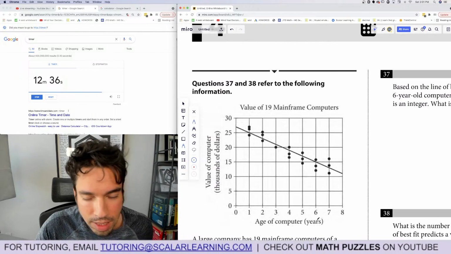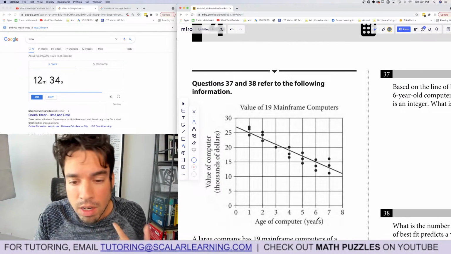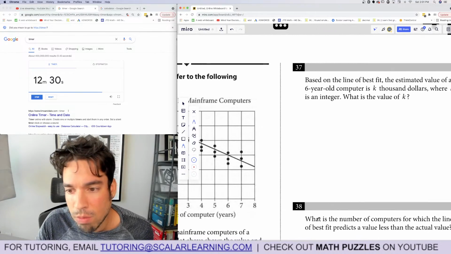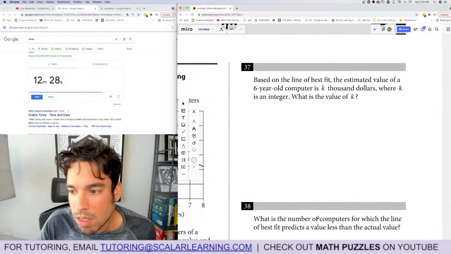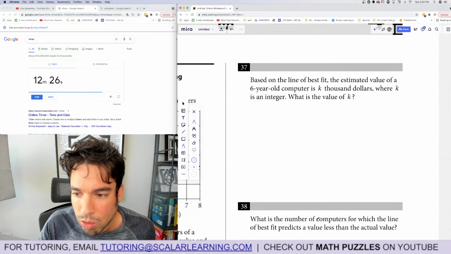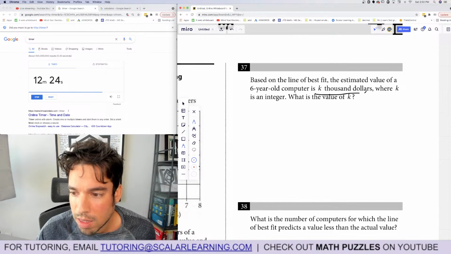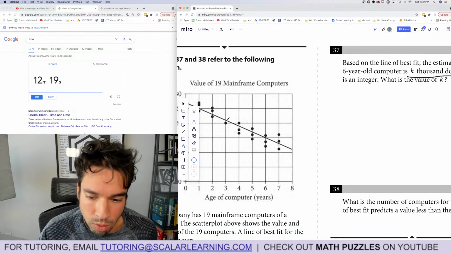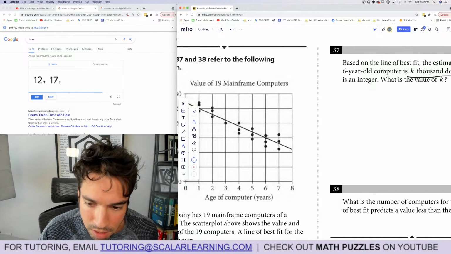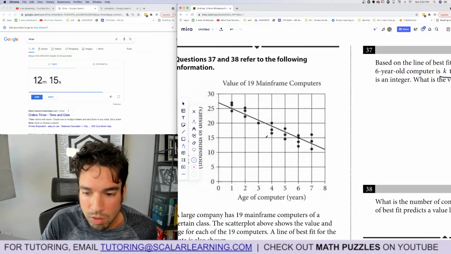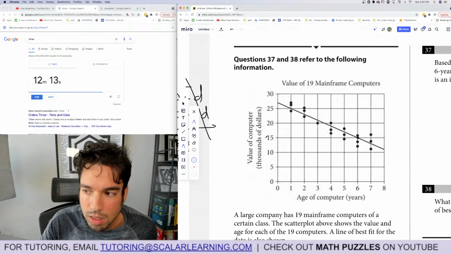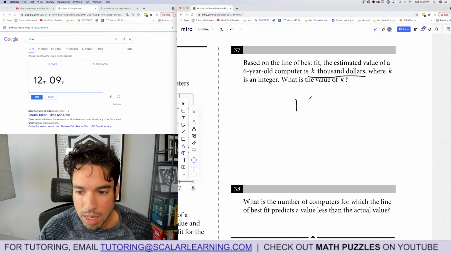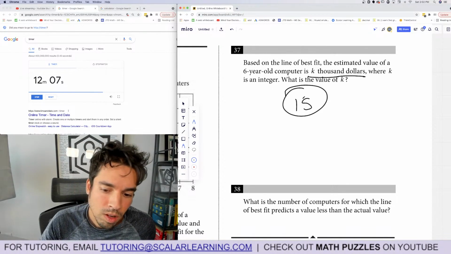Okay, that's what I like to do. I like to really understand the scatter plot and the graph and the setup before I just jump in and then have to go back. That's always harder for me. Based on the line of best fit, the estimated value of a 6-year-old computer is K thousand dollars, where K is an integer. What is the value of K? It's pretty straightforward. Based on the line of best fit, it's right there. It's 15,000, and it says that in K thousands of dollars. So 15,000, aka K is 15.